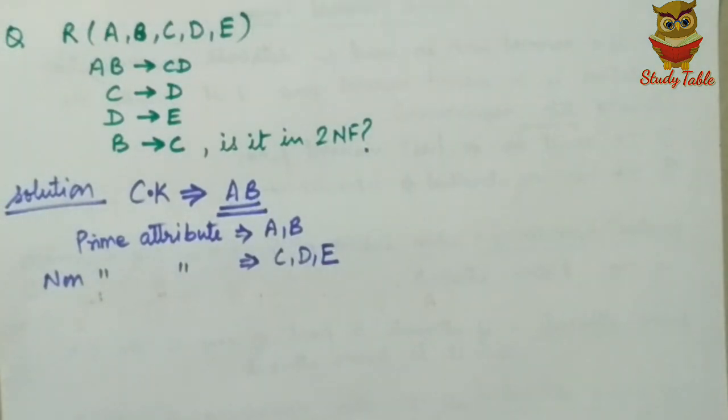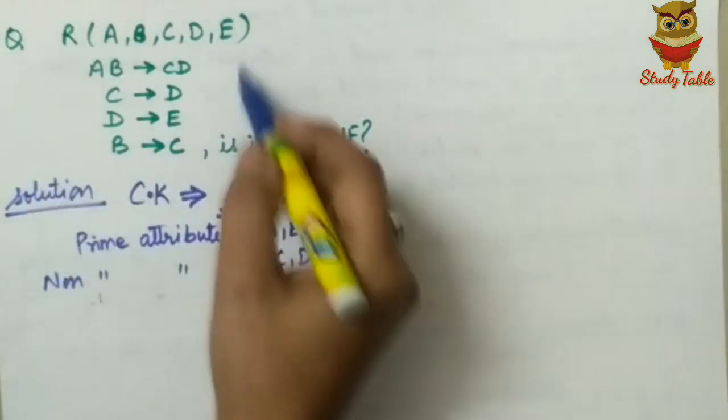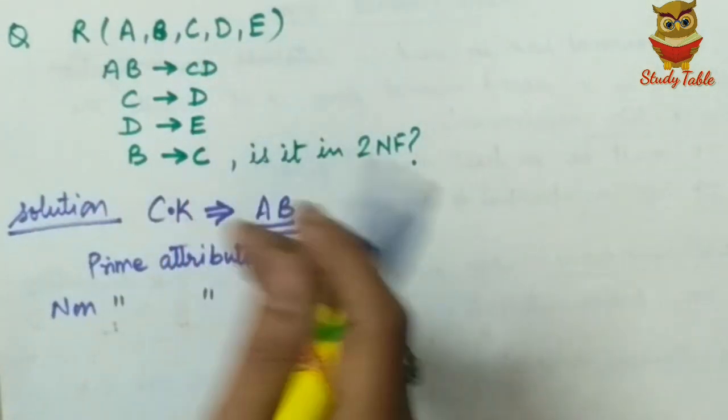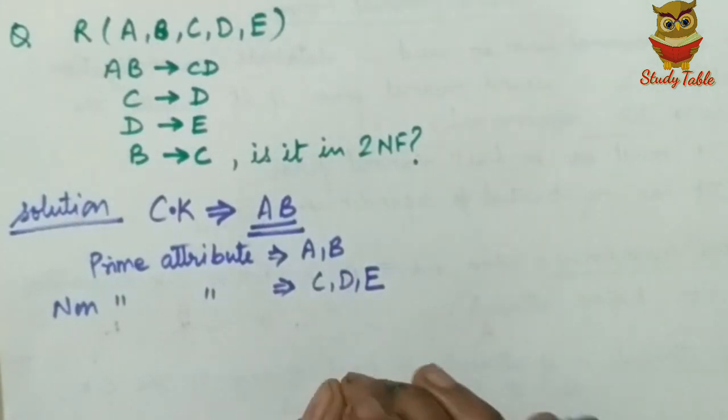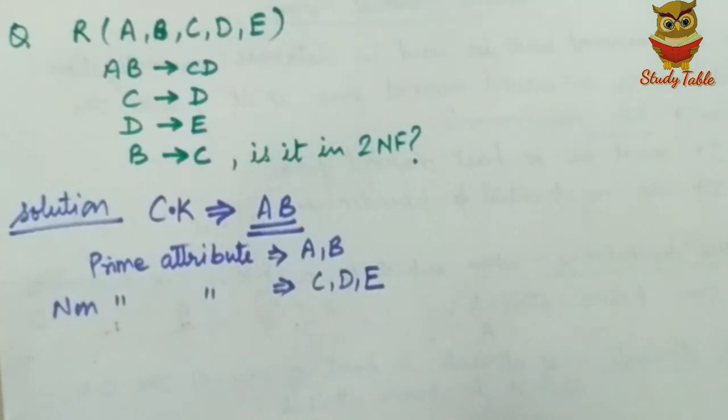Now we will check the two requirements to be in second normal form. First is whether it is in first normal form or not. So when the relation is given in this form with no data values, we consider it in first normal form. Now the second condition is whether there is partial dependency or not.